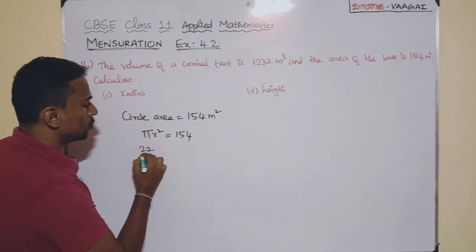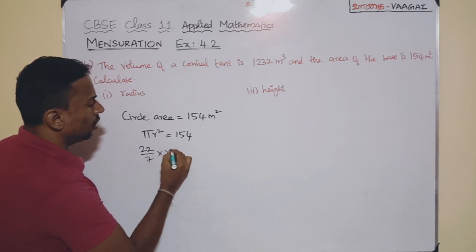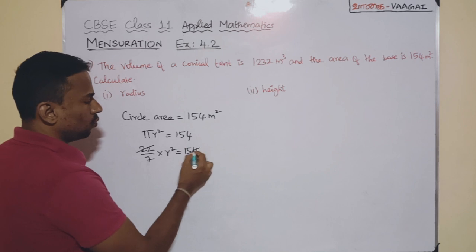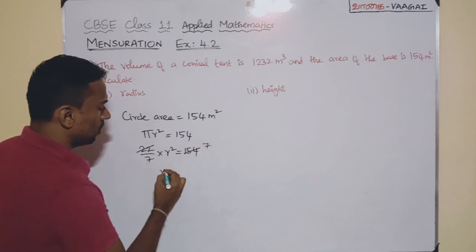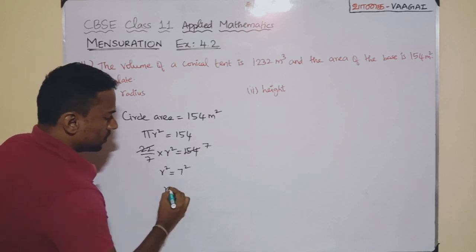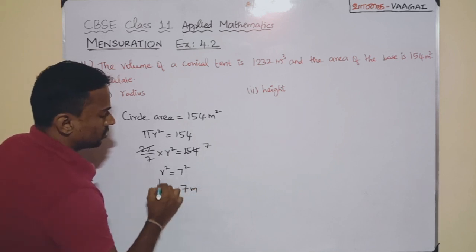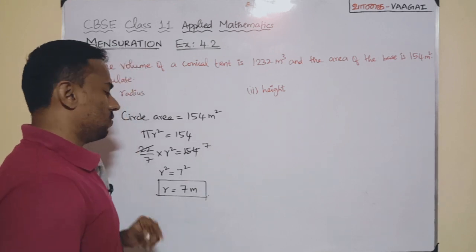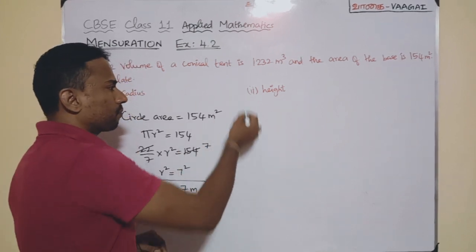So now pi is 22 by 7 into r square is equal to 154. That means now I can cut this 22 and 154 seven times. I get r square is equal to 7 square. So that means r is equal to 7 meters. That's it. We got the radius of this cone. Finished. 7 meters.